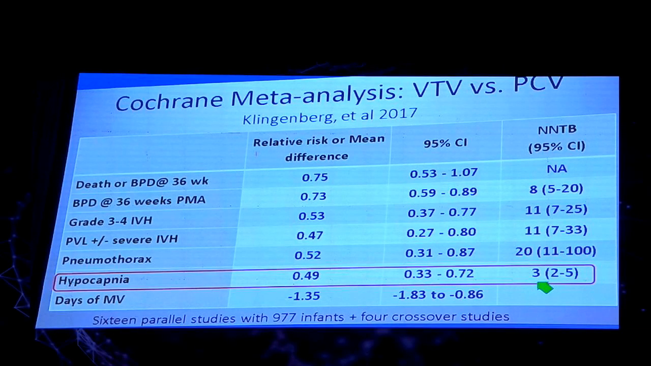This is the Cochrane meta-analysis, 2017, for volume target ventilation versus pressure control ventilation. It shows that BPD is reduced by about 25%, and grade 3 to 4 IVH, PVL, severe IVH, pneumothorax, and hypocapnia were all reduced by about 50%. The days on mechanical ventilation were also reduced.